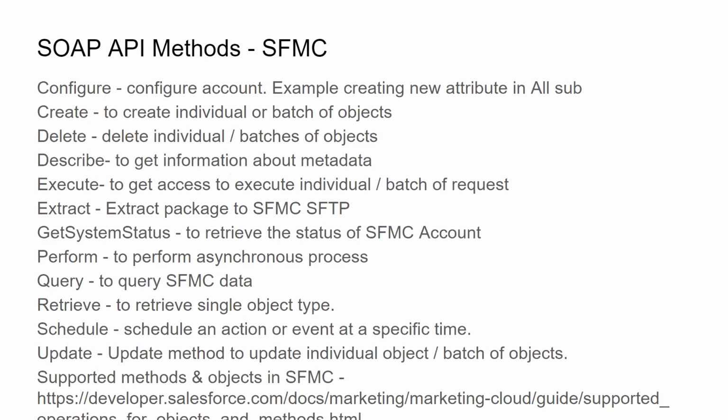Now coming to SOAP API methods. This is all with respect to Marketing Cloud. In SOAP API, there are multiple methods supported. The first is Configure. Just to give an example, if you want to create a new attribute in the all subscriber list, you can also use SOAP API to do so. But it's all configuring at the account level, not at some other level.